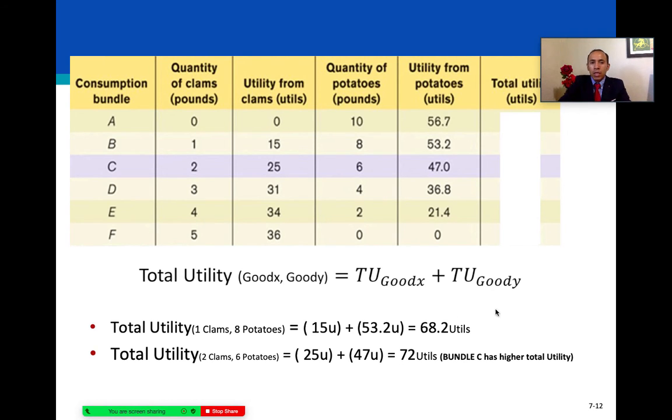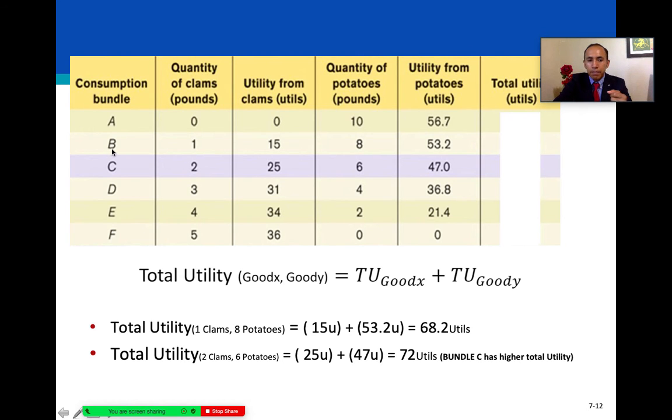In order to consider that bundle. So if we look at bundle A, we have no clams, no utility, so that's 0. And then you have 10 potatoes, that gives you 56.7 units of satisfaction. That's relatively low, so that may not be the highest total utility.